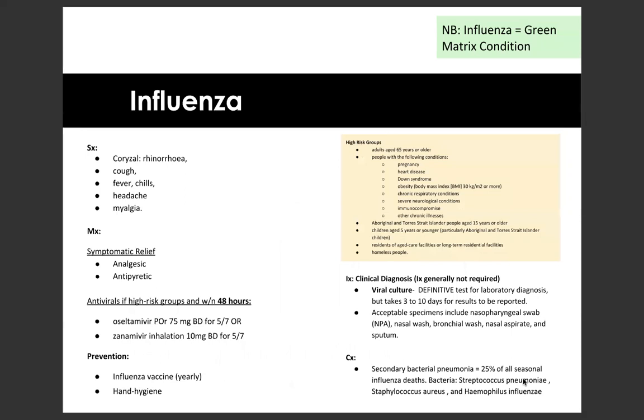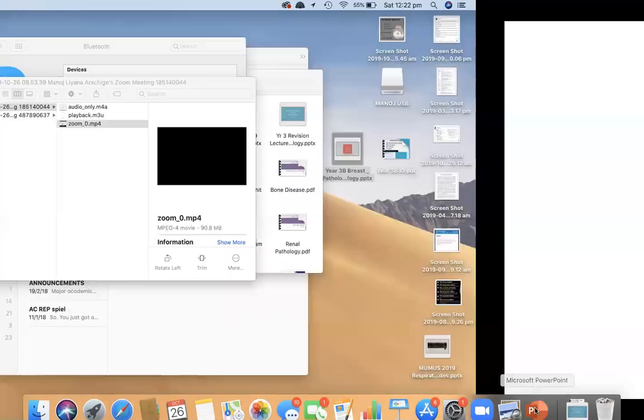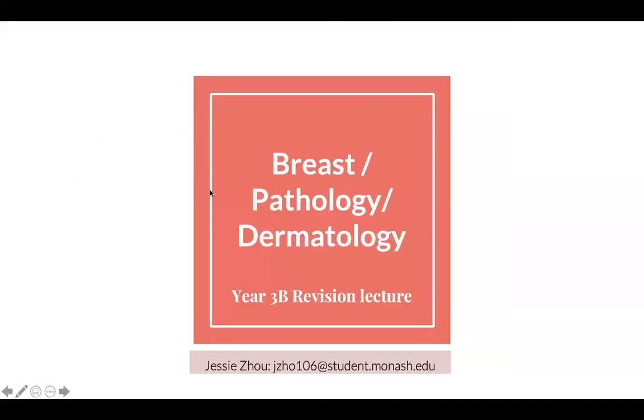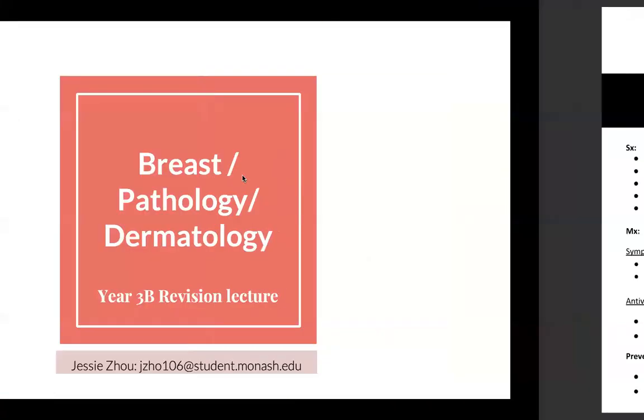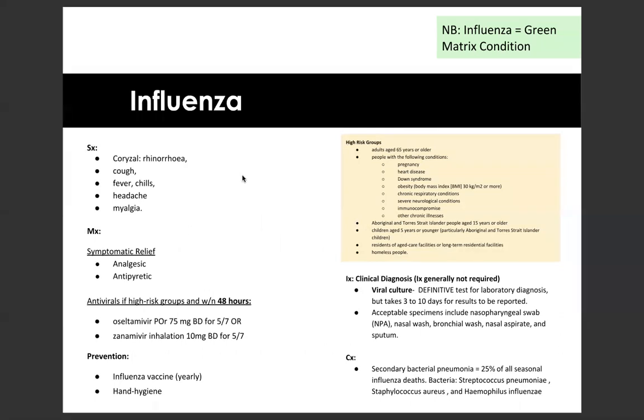And then another respiratory infection is influenza, which is again another green matrix condition. It typically presents with your coryzal symptoms, your cough, fever, chills, but also headache and myalgia. The main thing to take away is that you only use antivirals in high-risk groups and within 48 hours of symptoms. The two main options you have are Tamiflu, which is oseltamivir, or zanamivir inhalation, which I've never seen used.